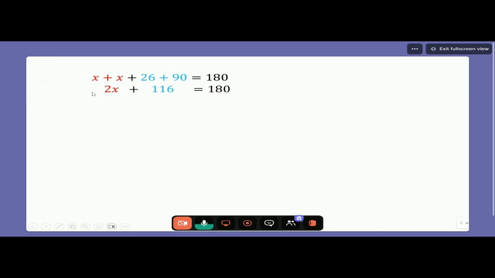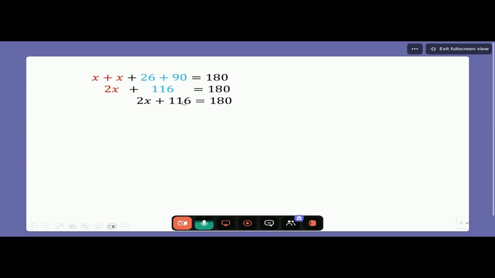We can't combine 2x and 116. Don't try and make that 118x or something like that. They're not like terms. So we have simplified our equation to 2x plus 116 equals 180. Now it's a basic two-step equation. Remember, we first need to get rid of that constant term there.